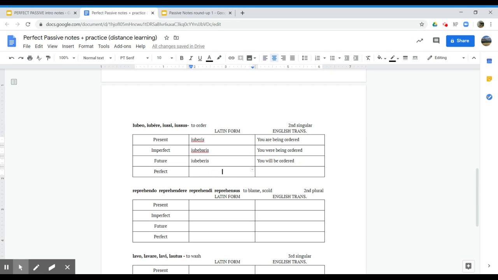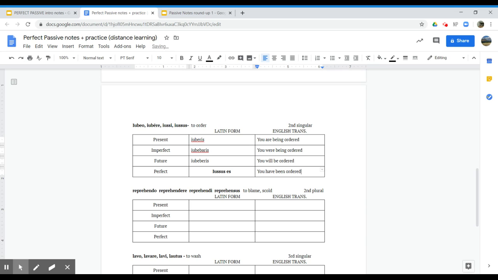Now, for the perfect tense, this is the brand new one. And remember, it uses the fourth principal part, which is iussus. This is singular, so it's going to stay iussus. If I wanted to, I could say iussa, but like I said, I'm usually going to prefer the masculine in here because Latin does as well. So iussus, space, es. That's the second person singular. Iussus es. Translation, you have been ordered.